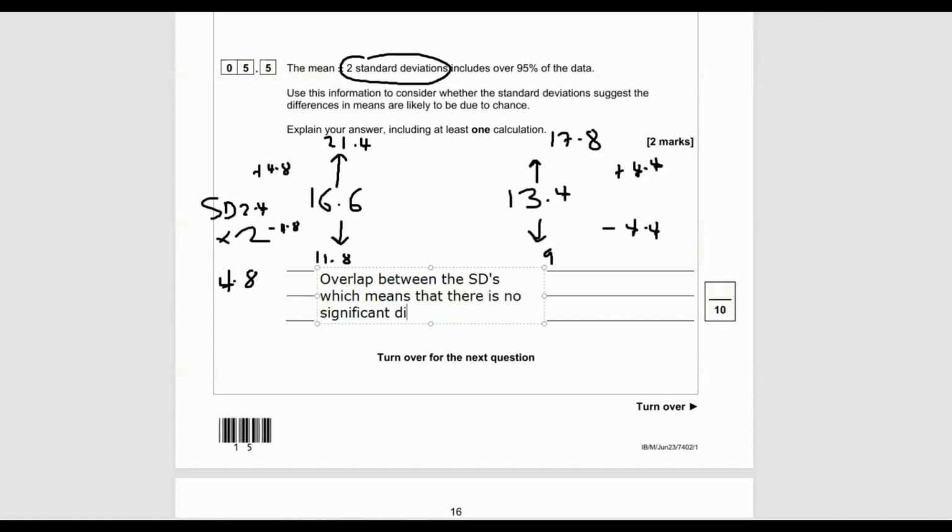So because we have overlap between the standard deviations of the two means, it means there is no significant difference between the means. The difference in those means, the fact that one is 16.6 and one is 13.4, is likely down to chance.